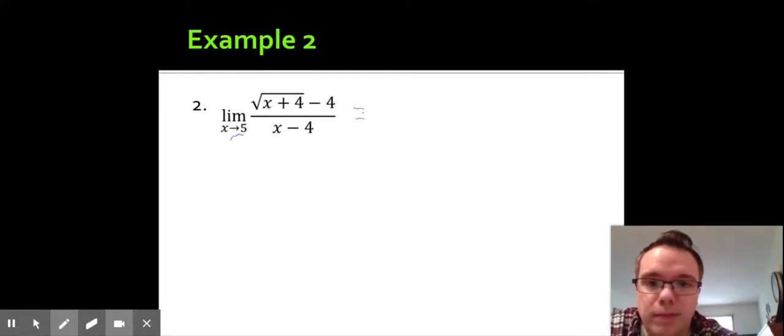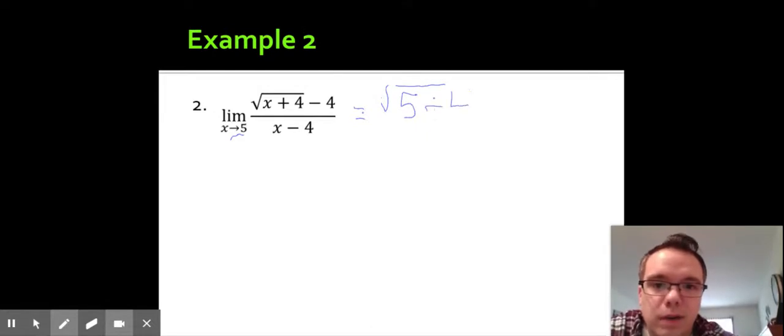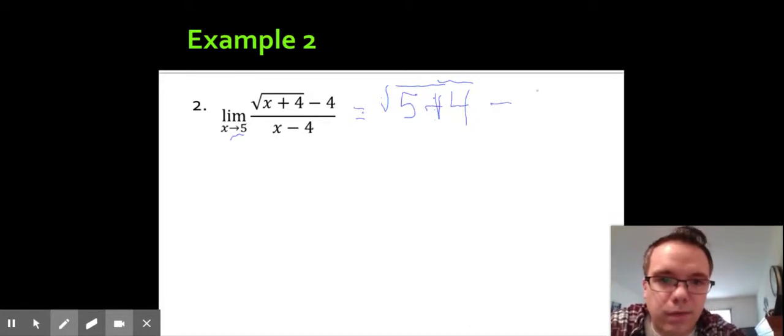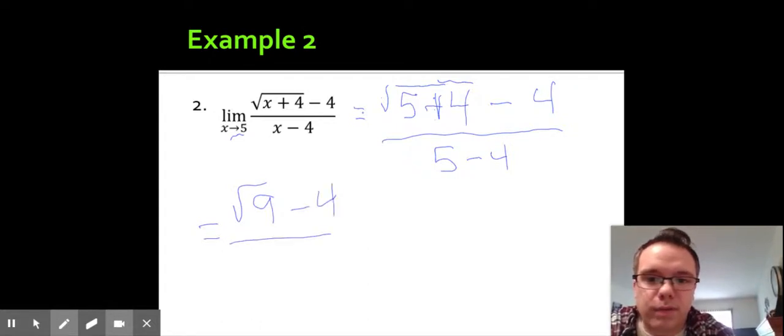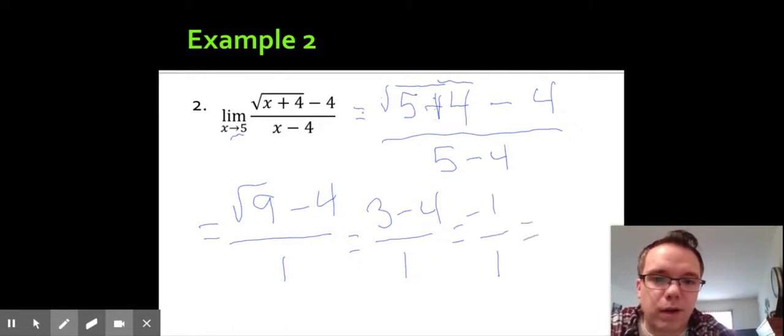So in for x, I'm going to plug in that number that x is going to, which is 5. So I'm going to get the square root of 5 plus 4 minus 4 over 5 minus 4. So if I just simplify that, I'm going to get the square root of 9 on top minus 4, and 5 minus 4 is 1. So I'll get 3 minus 4 over 1, which is negative 1 over 1, or negative 1.